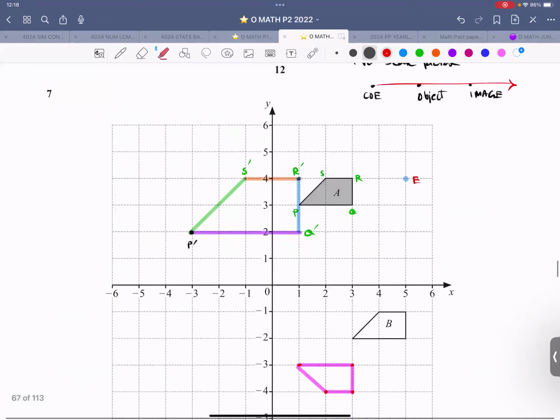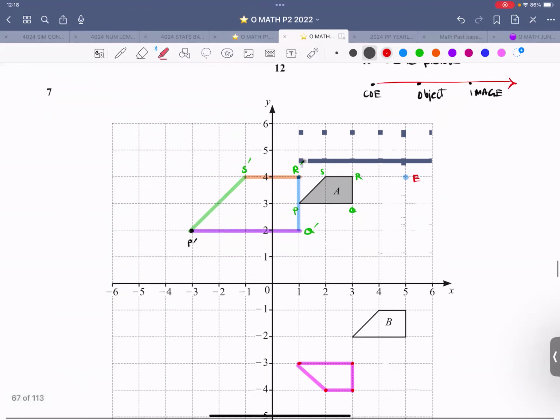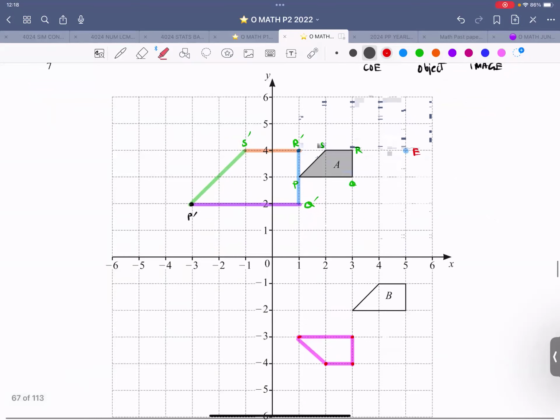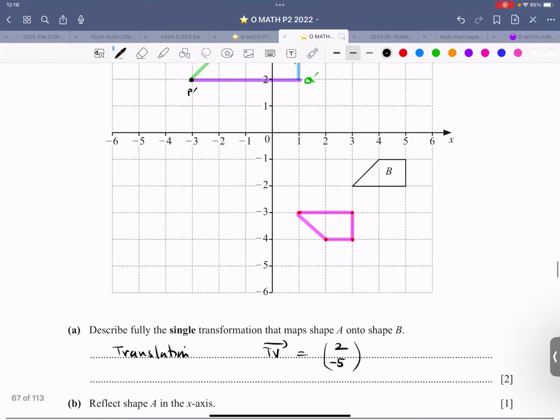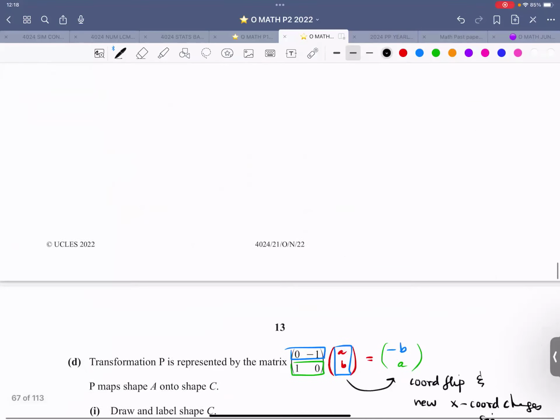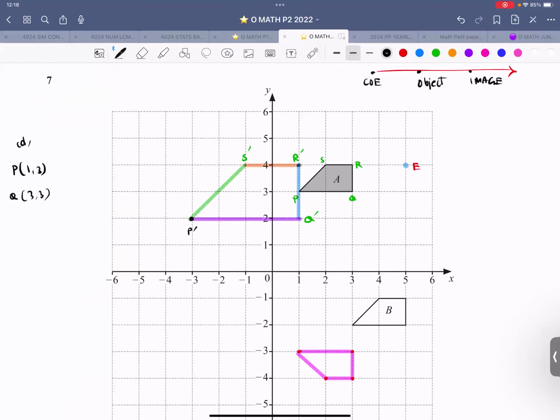So we have A. If I flip it, what happens? So we have this thing that P is 1, 3. So this is P, that is 1, 3. This is Q, which is 3, 3. And then this is the working I'm doing for part D, but the diagram is on the first page. R is 3, 4. And S, that is 2, 4.